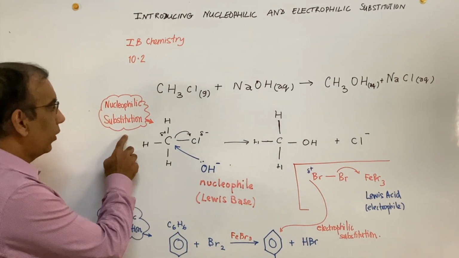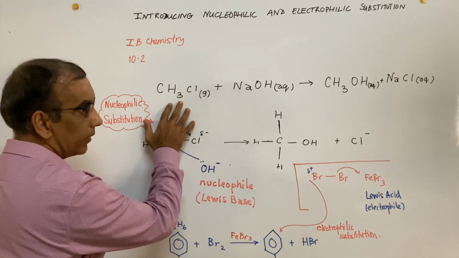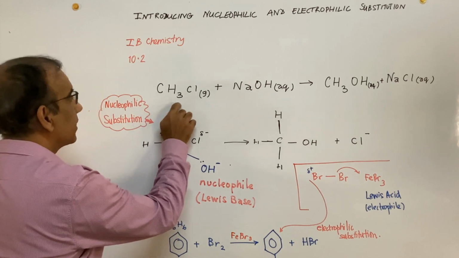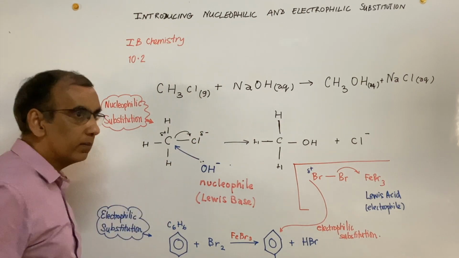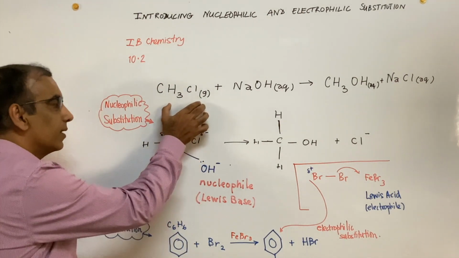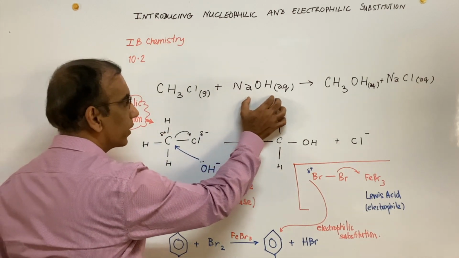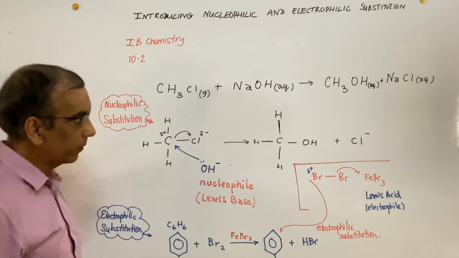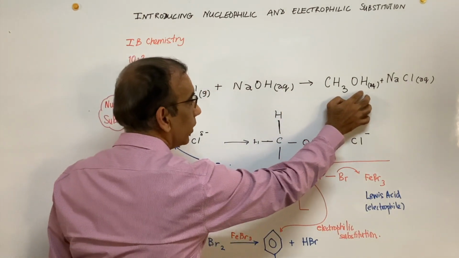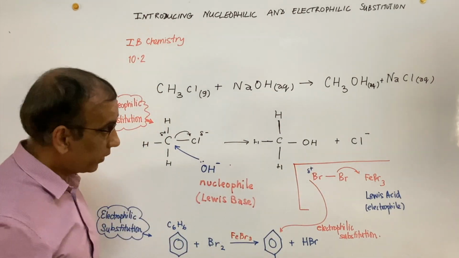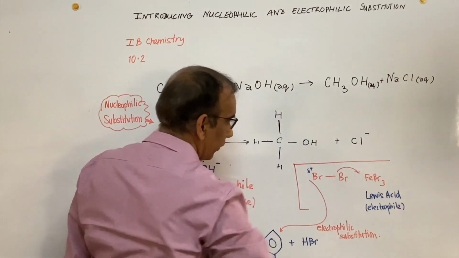An example, first of all, of nucleophilic substitution, dealing with this halogenoalkane here. As you notice, CH3, the alkyl group, has got one chlorine atom attached to it. It exists as a gas, and this is reacting with sodium hydroxide in aqueous solution. And here you see that chlorine is replaced by OH, hydroxide, a substitution therefore. And the chlorine then combines with the sodium to form sodium chloride.